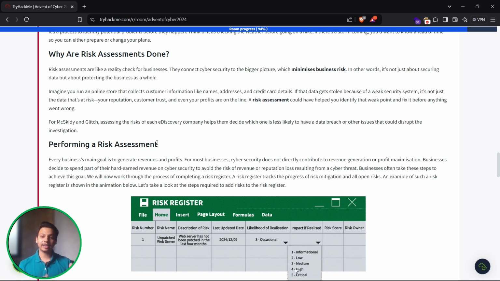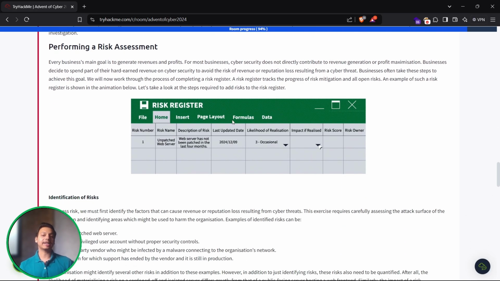By assessing the risk of each e-discovery company, they can then decide which one is less likely to have a data breach or other issues that could disrupt the investigation. Performing an assessment: most of this is completely manual and theoretical. So every business's main goal is to generate revenue and profit, right?